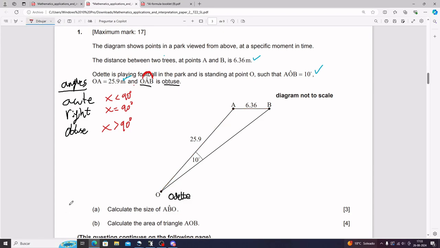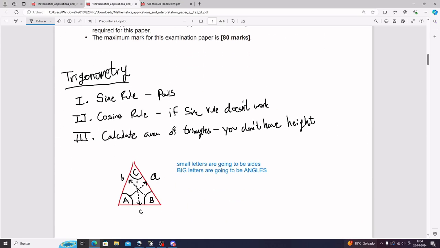See? So for part A, we need to calculate the size of ABO. So if we need to find this angle here, well, what did this guy online tell you? First of all, you should probably not trust guys online, but at least in terms of math, you can trust me, okay? That being said, for calculating the size of ABO, this guy online told you initially you have 3 main tools, and you're going to start off with sine rule. See? If sine rule doesn't work, then go to cosine rule. ¿Vale? So your procedure will always be try sine rule. If it doesn't work, go to cosine rule.